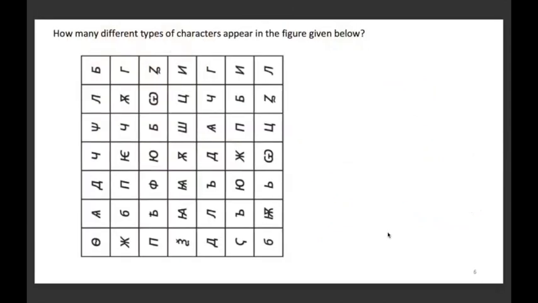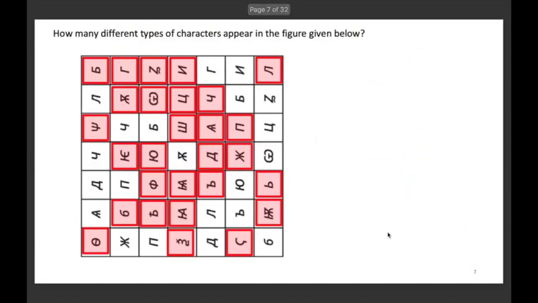How many different characters appear in the figure given below? How many different characters are there in this figure? So the total number of characters that appear here are 28. All 28 characters that appear are given here. All right. We'll move to the next one.